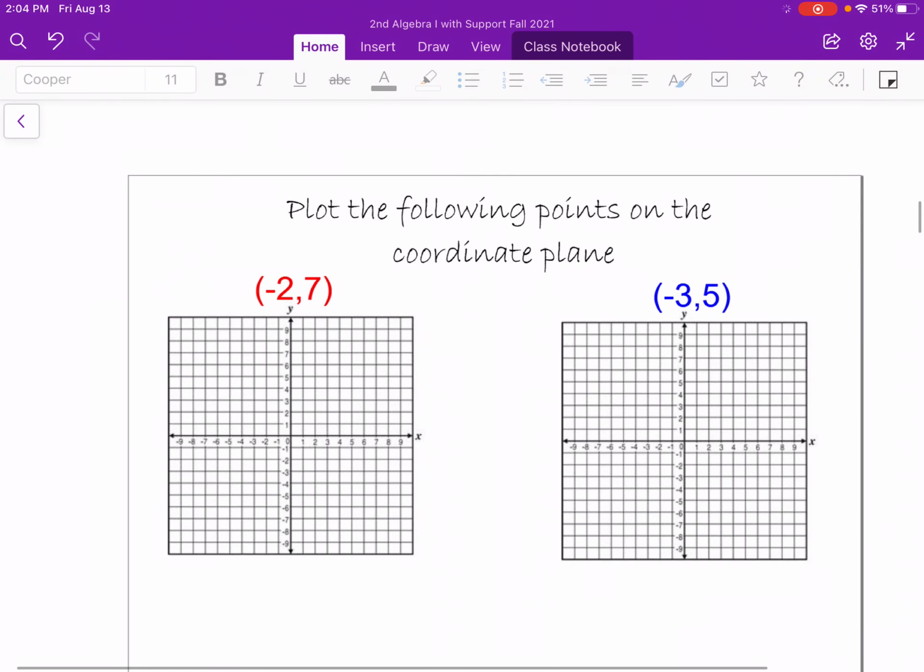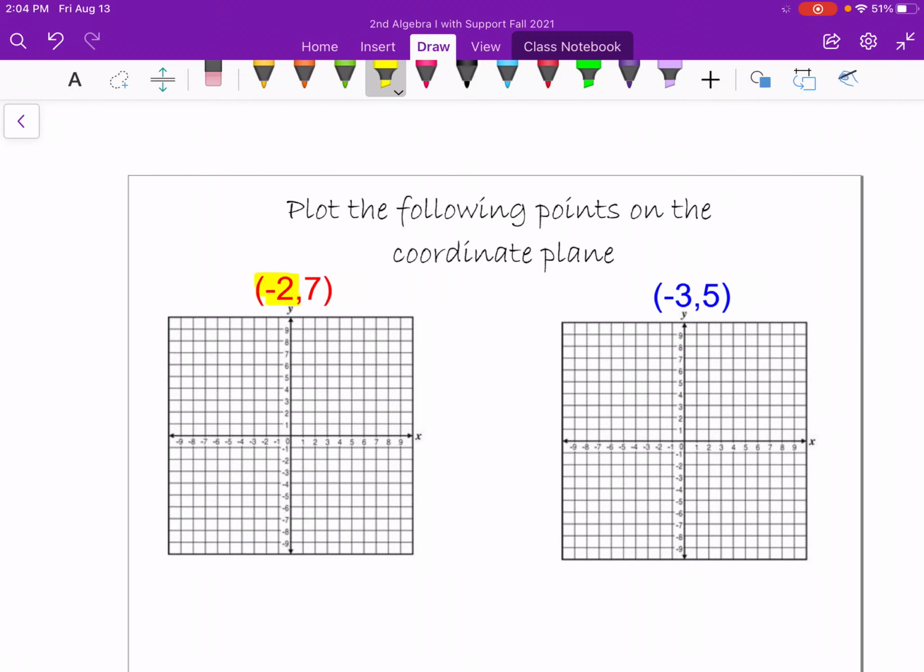So next we're going to plot the points -2, 7. So -2 along my x-axis is right here. 7 is right there. And so my point is right here where they intersect. -3, 5, so -3 along my x-axis, that's this line right here, and 5 along my y-axis is right here, so there's where they intersect. That is the point, -3, 5.